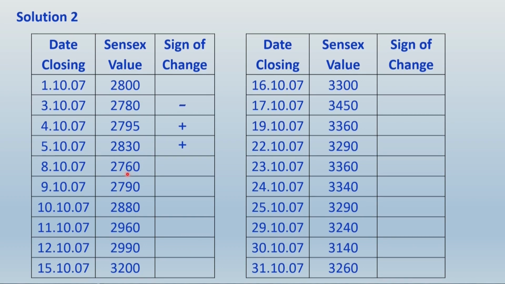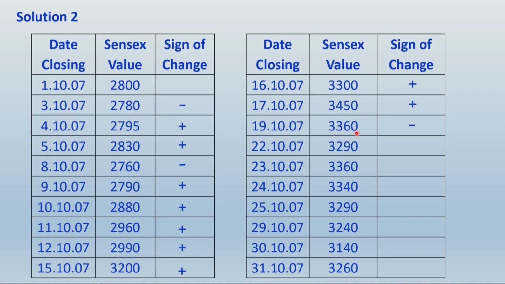Then again it has declined, right? So minus sign. Again increased, plus sign. Again increased, plus sign. Again increased, plus sign. Again increased, plus sign. Again increased, plus sign. Over here again it has increased as compared to the previous day, so again a plus sign. 3450, another increase, another plus sign.